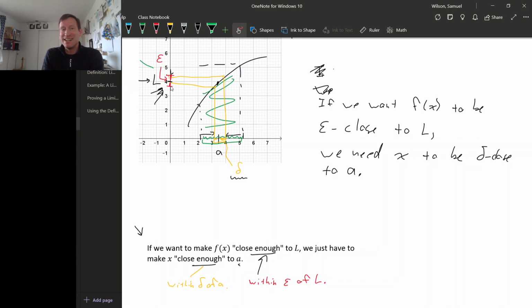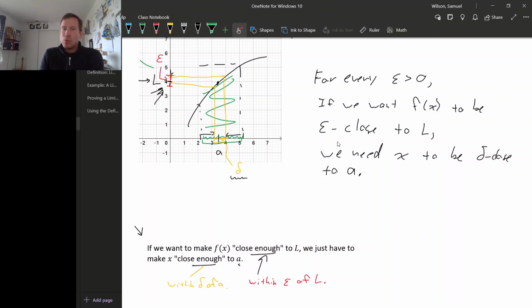The idea of a limit is that we can get arbitrarily close to the limit value. So really we want epsilon to be able to shrink down to 0. So we need to add a clause before this definition. What we really need is for every positive value of epsilon, so for every epsilon greater than 0, if we want f of x to be epsilon close to L, then we need x to be delta close to A.